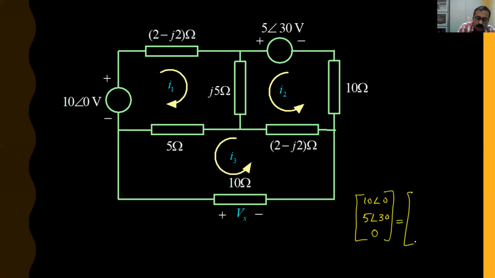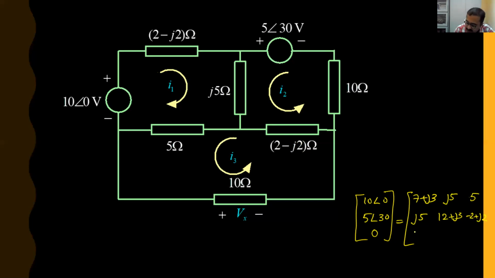Equal to what? Z11, sum of all impedances through which I1 is flowing. 2 plus 5, 7 plus J3. Then these are in same direction, so J5. Then I1 and I3 are in same direction. This is from here, this is also from here. So plus 5. This is J5. 2 will be what? 2 minus J2. So 12 minus J2, 12 plus J3. Okay. 10 plus 2 minus J2 plus J5, so 12 plus J3. Then common to 2 and 3, which is that 2 minus J2. This is in this direction and this is opposite direction. So minus 2 plus J2.